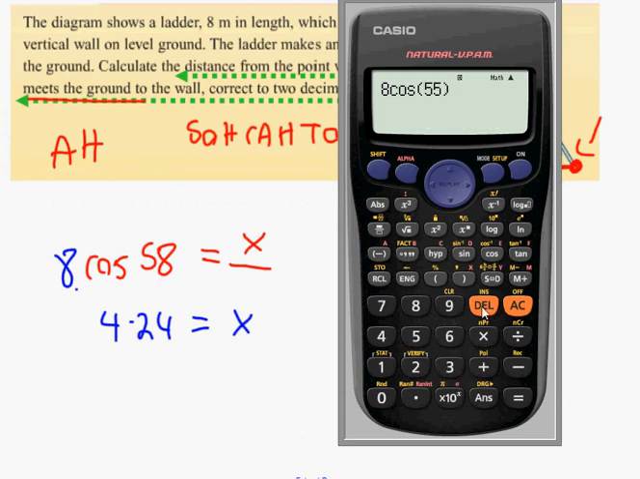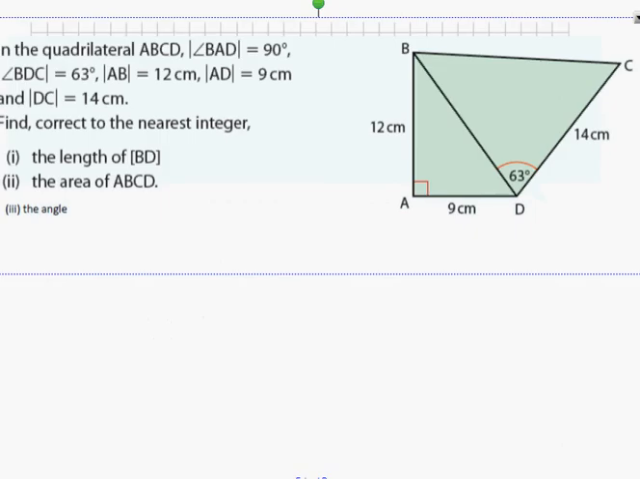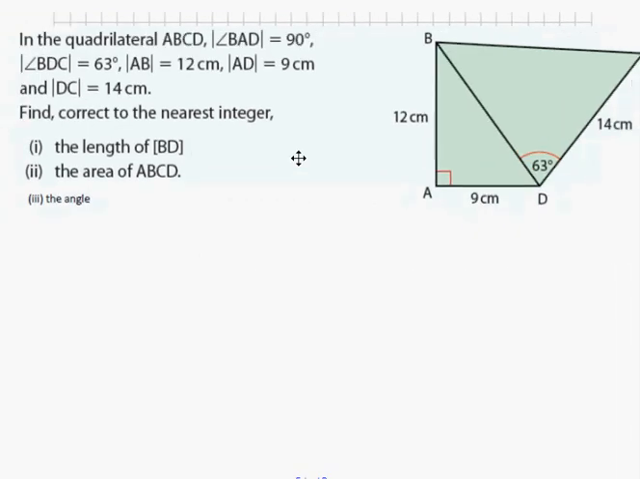So look at it, guys. You can see it there. 4.239, 4.24, not 4.23. Okay, that's that one done. Would you lose 2 marks if you could? Yeah, 1 or 2 marks usually.